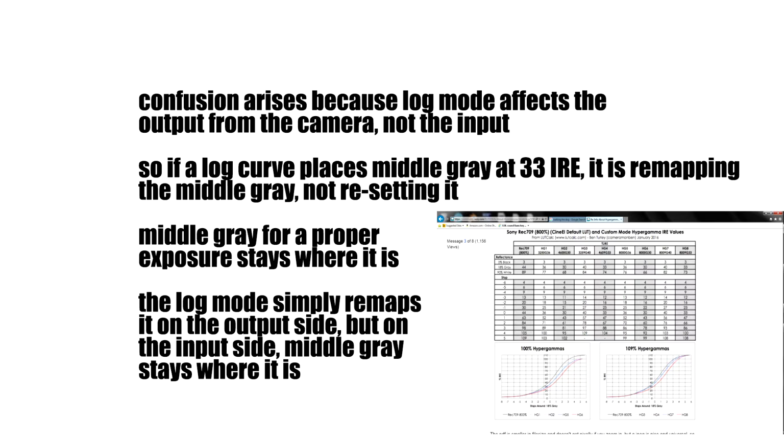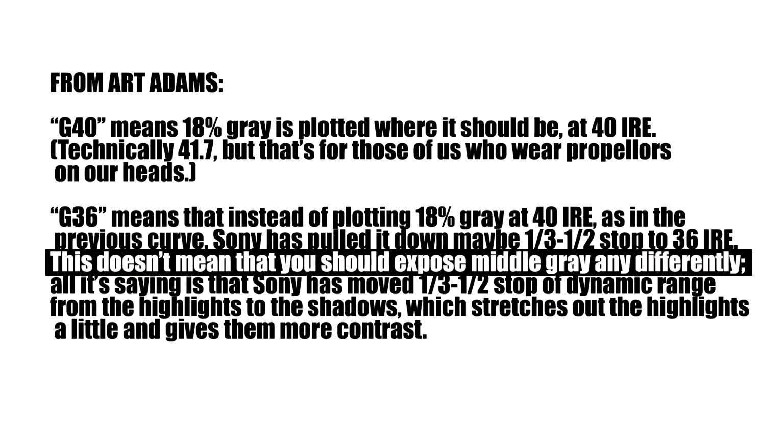This is from Art Adams, who's written a lot of really great articles about all this. So if you're specifically looking at the S-log curves, the G40 means 18% gray is plotted where it should be at 40 IRE. G36 means that instead of plotting 18% gray at 40 IRE, Sony has pulled it down maybe a half a stop to 36 IRE. Now, this is the most important sentence if you only remember one thing about this whole video. This does not mean that you should expose middle gray any differently. All it is saying is that Sony has shifted it on the output side.